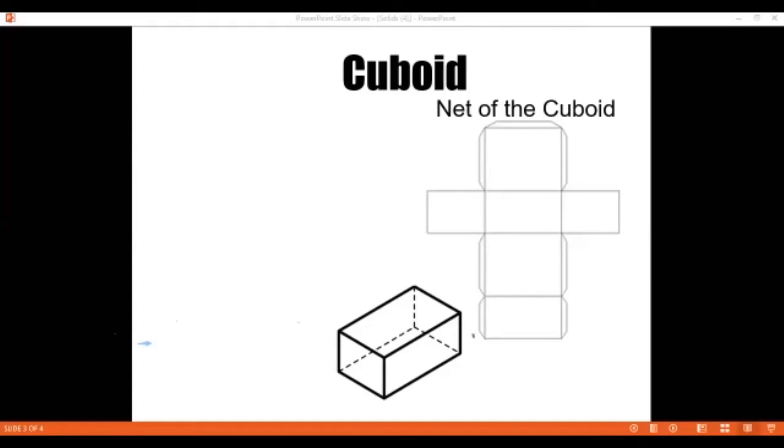Tell me, surfaces equal. How many surfaces are there? 6. Yes, 6. Then edges. How many edges? Number of edges. 12. Yes, edges equal 12. Write it. Then how many vertices? 8. Very good. 8.